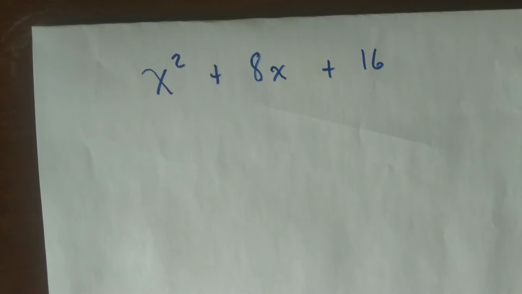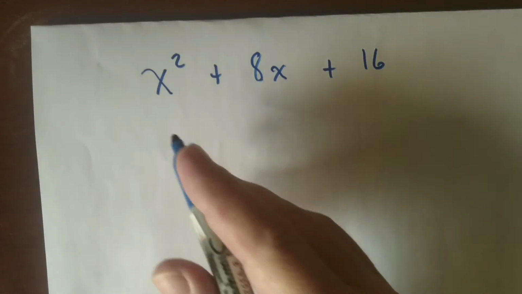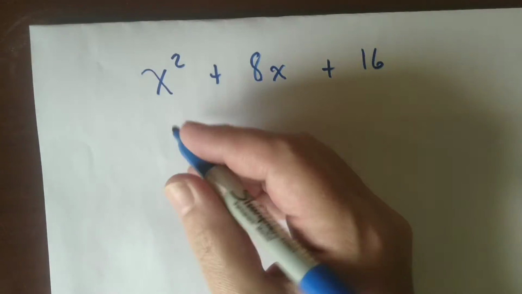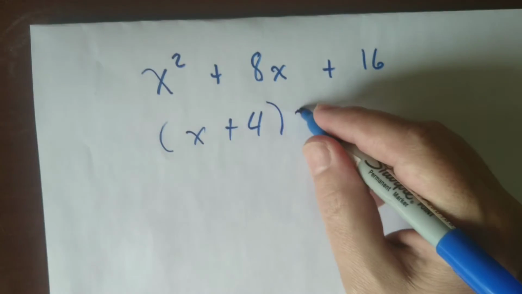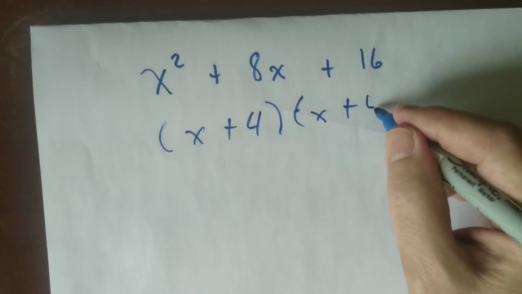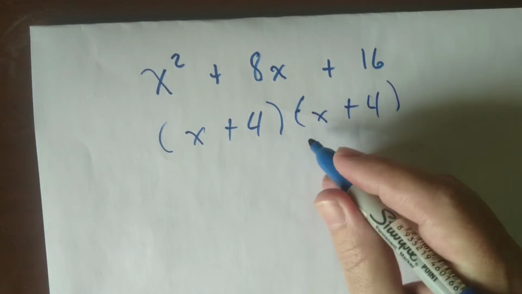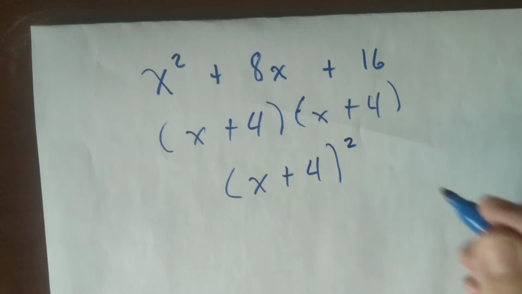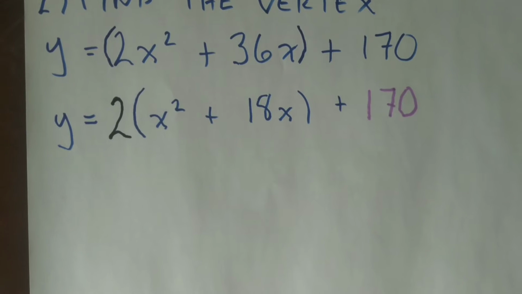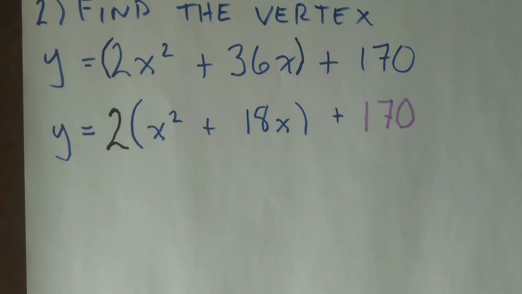And just to go over what a perfect square is, since I'm going to be using that term consistently, this is a perfect square. In other words, you're going to get x plus 4, and in the end, x plus 4 times itself is x plus 4 squared. I went ahead and factored the 2 out.